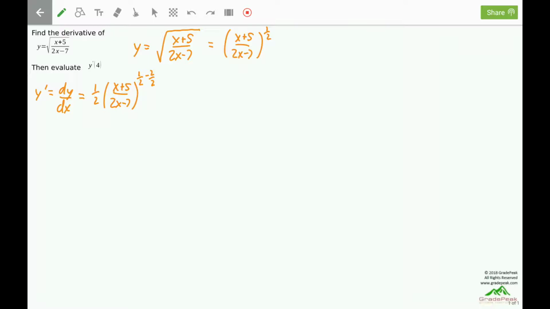And the quotient rule will be, here's our inside, the derivative of the numerator, which is just a 1, times the denominator left alone, 2x minus 7, minus the numerator left alone, x plus 5, times the derivative of the denominator, which is a 2. All of that divided by the denominator squared.